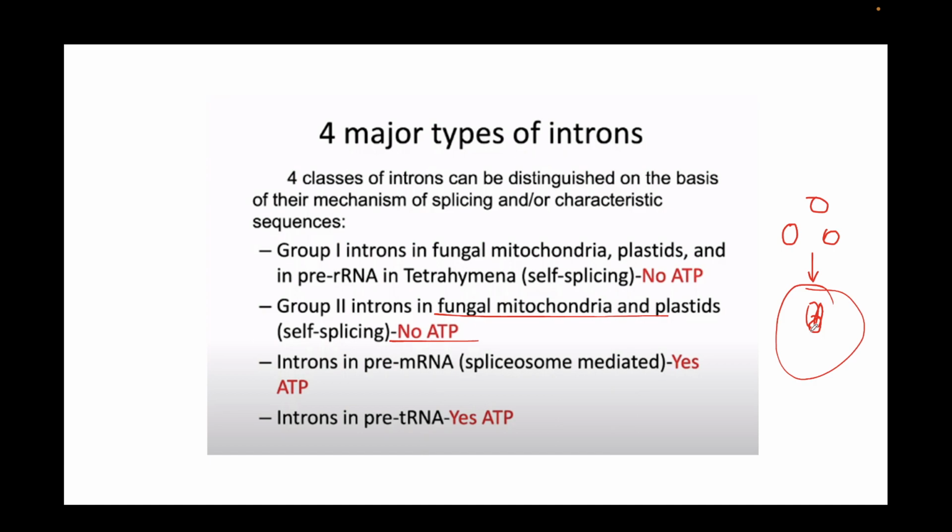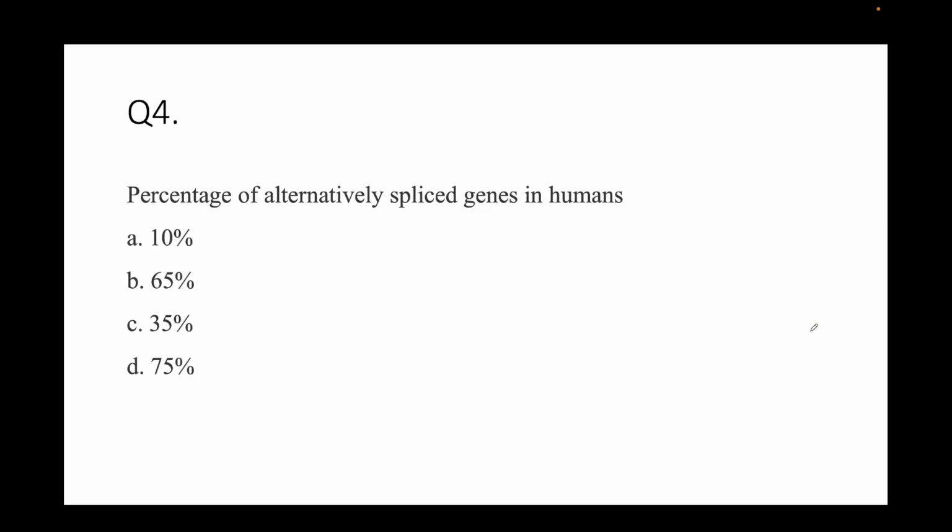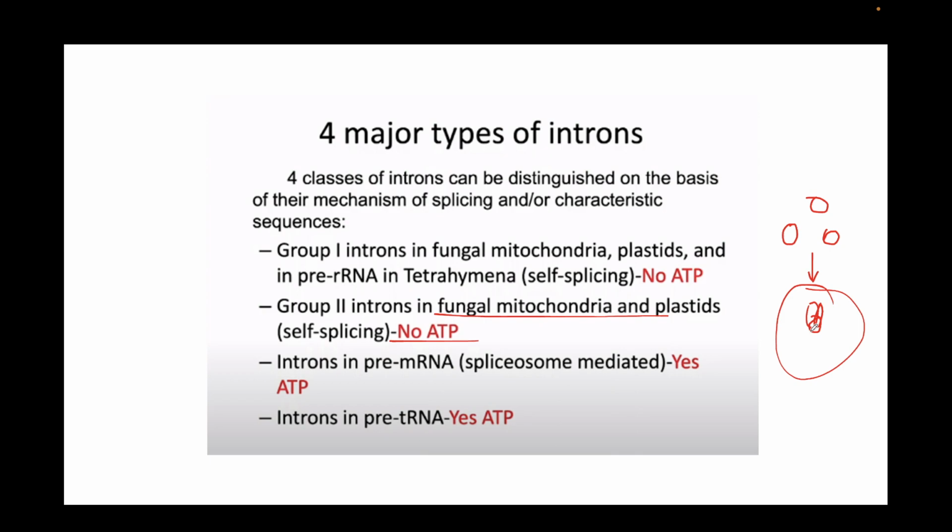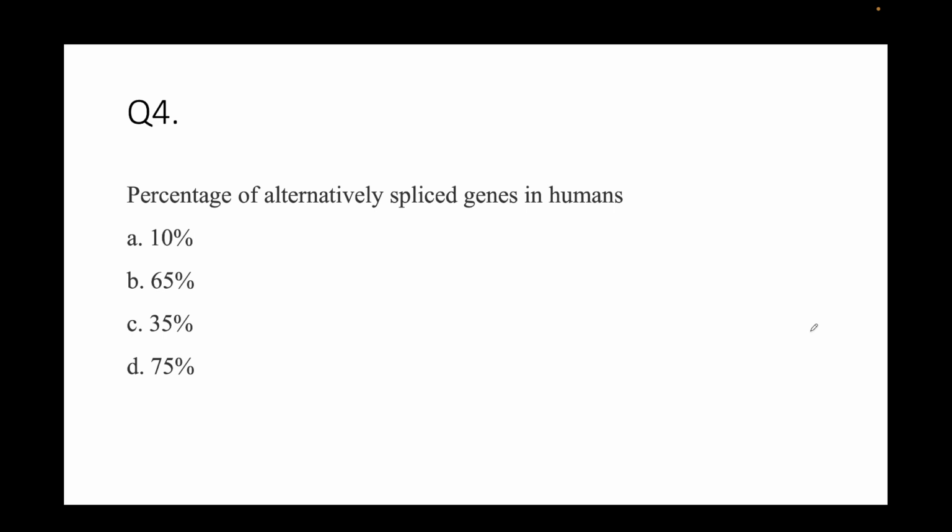In case of ribozyme, the RNA has the catalytic power. But in case of the spliceosome, it is a combination of snRNPs, small nuclear ribonucleoproteins, and there is no catalysis happening. So don't get confused. These are the four types of introns we have discussed so far, and spliceosome-mediated splicing also we have discussed. So let's move to the next question.